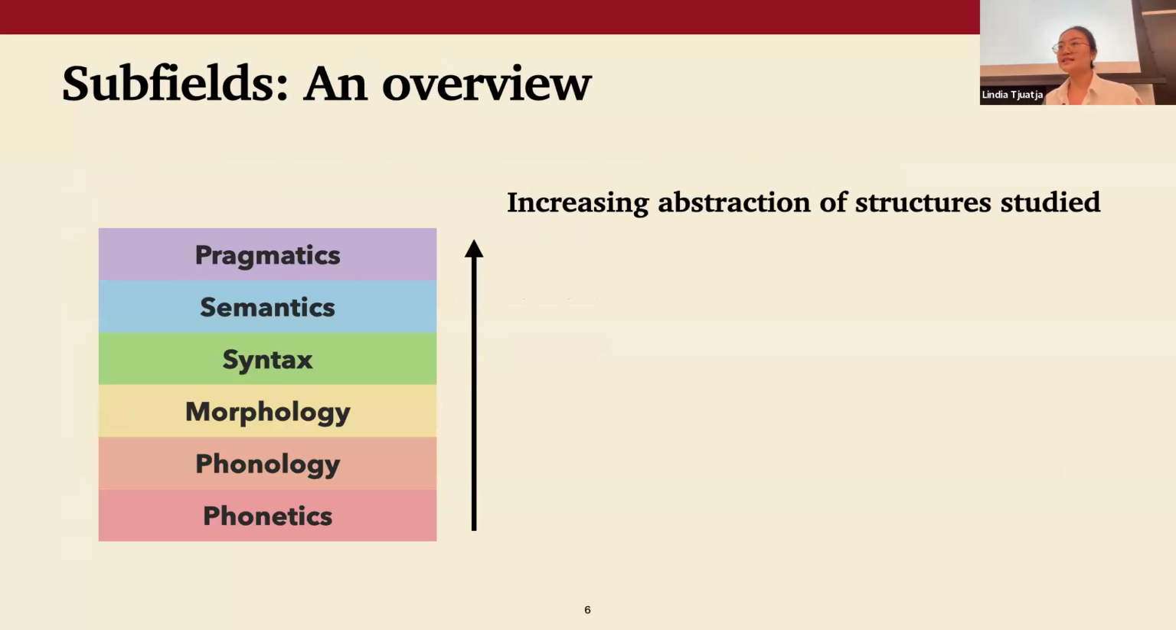So how do we break down linguistics as a field into separate subfields? One way we can do this is by looking at the structures that we are studying. So here I have a list of different subfields increasing in abstraction. First, we have phonetics, which is the study of individual speech sounds, and for sign languages, gestures.